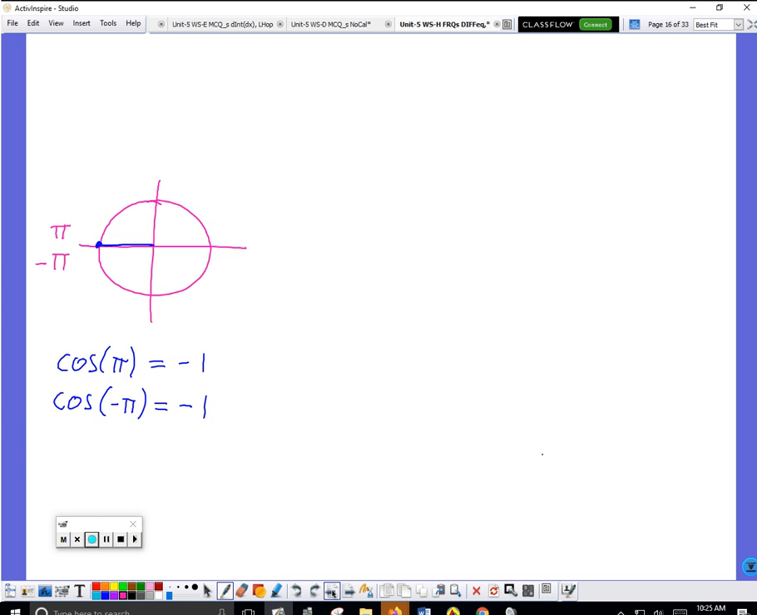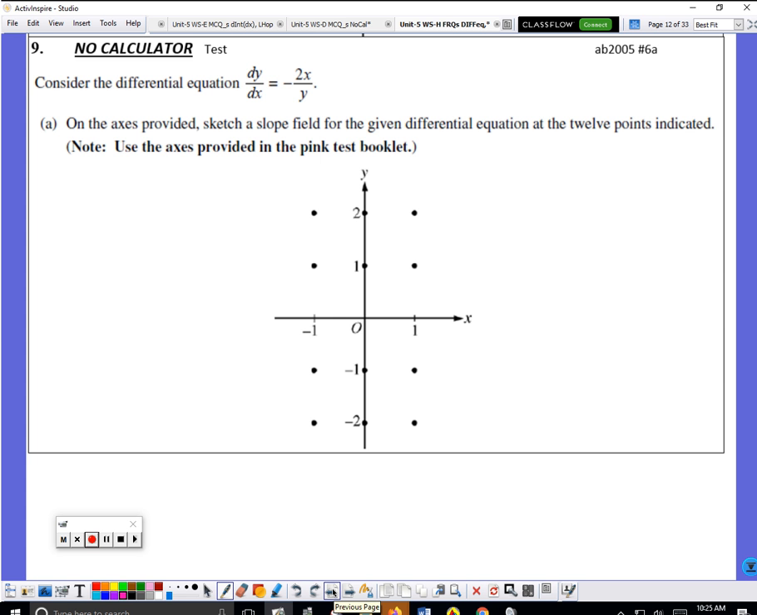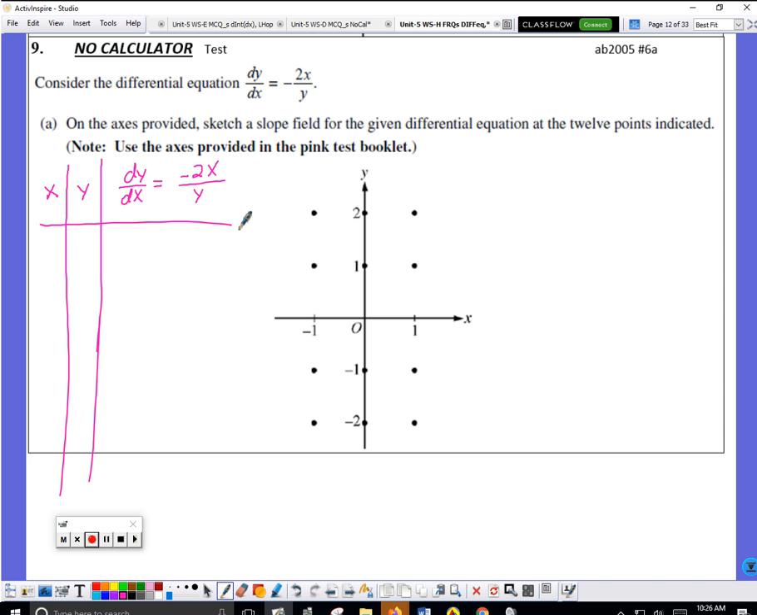So back here, number 9, I have a formula for calculating slopes. The formula requires both the x and the y coordinate. So a table is a good way to do it. So I write x, y, and then dy dx, which is equal to negative 2x divided by y. Questions so far? Cool. Okay, you don't want to plug in points randomly.